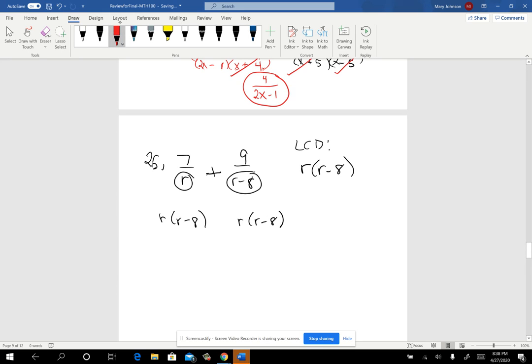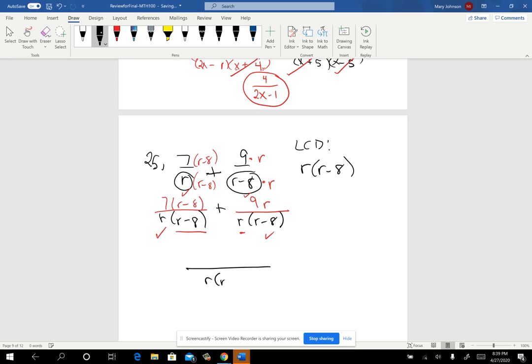And so what we're going to do is on this one, we had the r, we need the r minus 8. So we're going to multiply by r minus 8 to make that happen. But don't forget, if you're going to do that on the bottom, you need to do that on the top. So up here, we're going to have 7 times r minus 8. Okay. Now on the other one, we have the r minus 8 right here. What we need is the r. So that's what we need to multiply by on the top and the bottom.